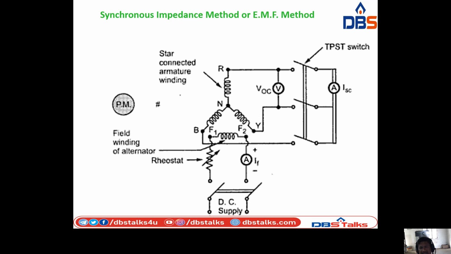Here we have a TPST switch, and in between 2 phases we put a voltmeter. By using this voltmeter, we determine the open circuit voltage. Suppose we close the TPST switch. Now we use the ammeter, that is ISC, the short circuit ammeter. By using this, we determine the short circuit current.